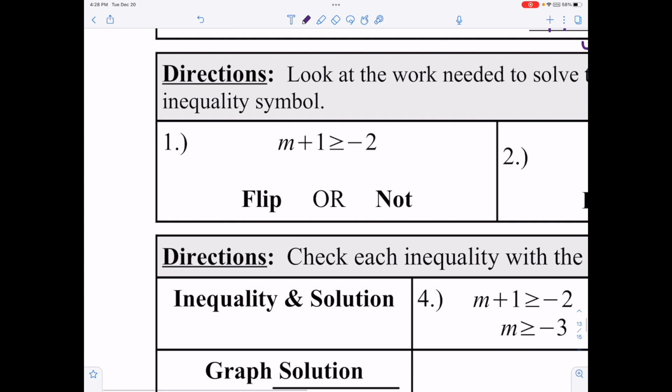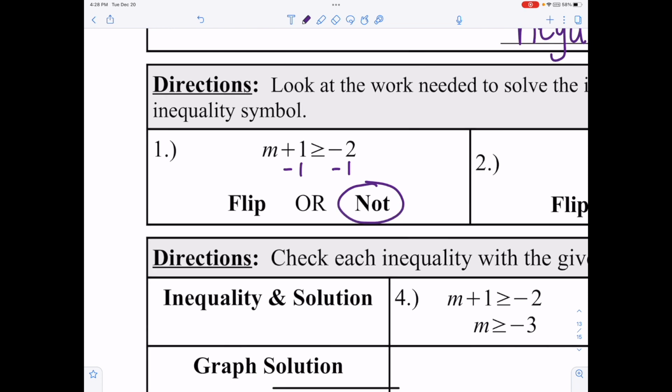I just want you to look at the problem and decide if you're going to have to flip the sign or not. And so we know that we would subtract 1 from both sides, and then we would get our m equals. It is okay to add and subtract, just not multiply or divide by negative numbers. So we're not going to need to flip the sign.